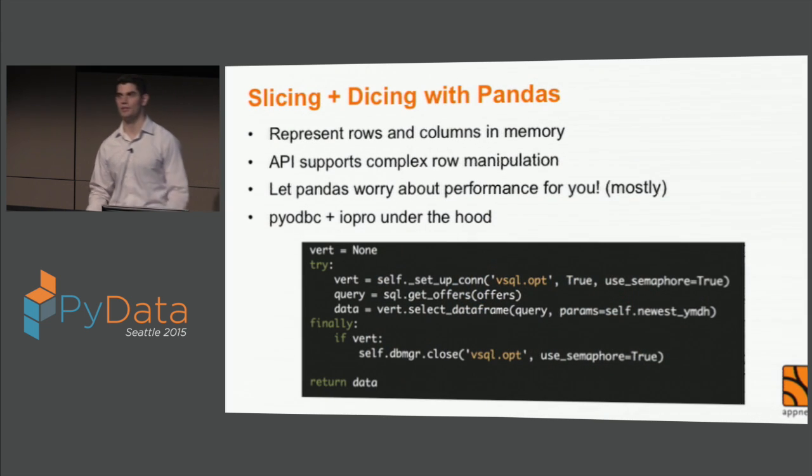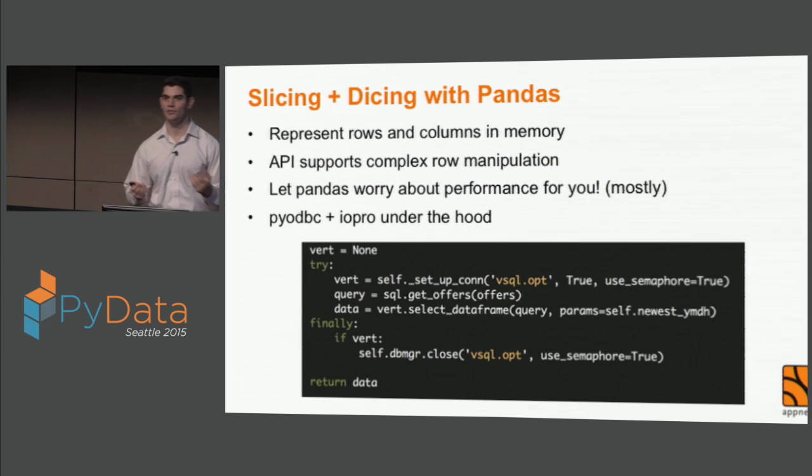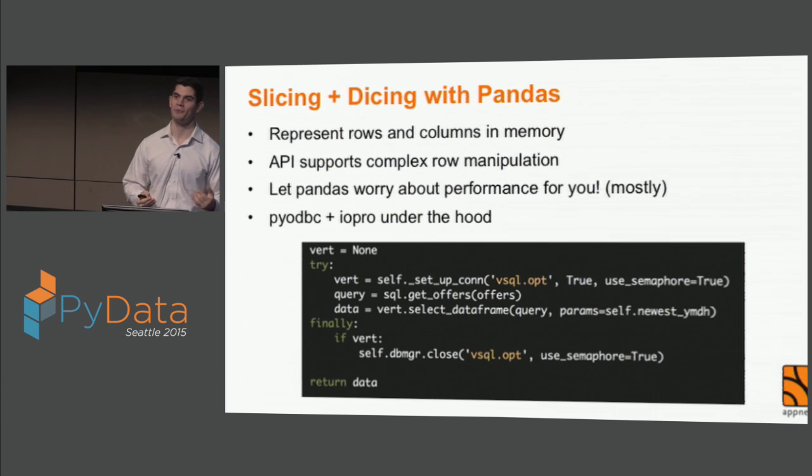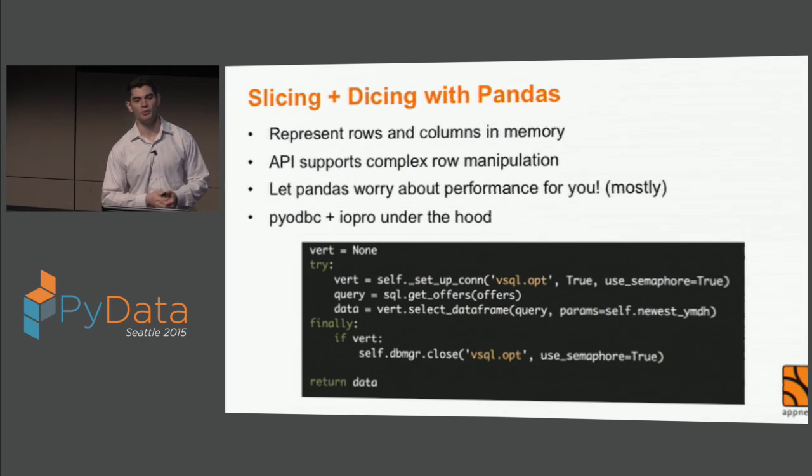So how do we do it? What do we use to go from the Vertica aggregated data store into the caching layer? So we make pretty heavy use of pandas on the optimization team. And pandas, I'm sure you all are familiar, has great support for representing rows and columns in memory via the DataFrame class. So the API supports really complex row manipulations. And for the most part, we can let pandas worry about performance, which is nice.